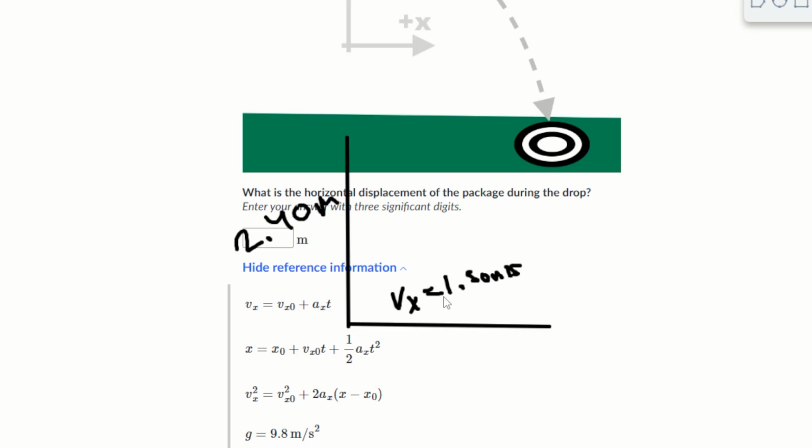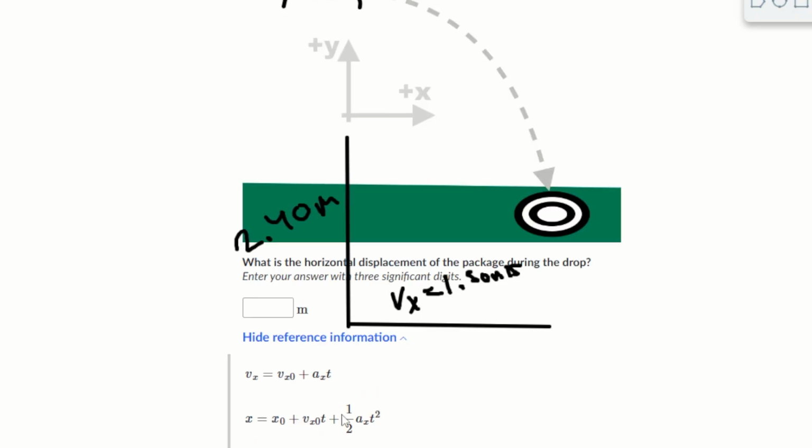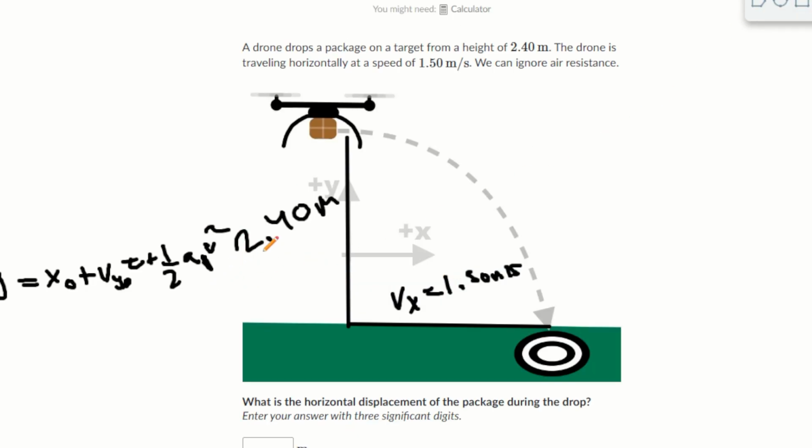So Vx is 1.50 meters per second times t. We're going to have to use the same exact equation, but this time in the y direction to find our time, since we have our acceleration of gravity. Now our initial position in the y, so this should be y0, sorry, this is 0. We know there's no initial velocity in the vertical, so this can cancel out. So we're left with 1 over 2 at squared.